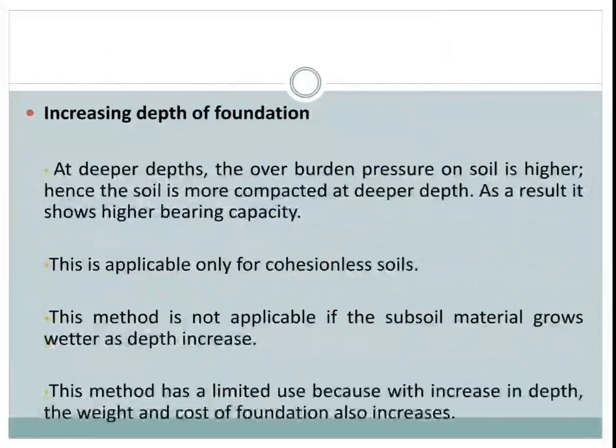First method is increasing the depth of foundation. At deeper depth, the overburden pressure on soil is higher, and hence the soil is more compacted at deeper depth. As a result, it shows higher bearing capacity of soil. This is applicable only for cohesionless soil, meaning sandy soil. This method is not applicable for cohesive soil like clay soil. This method is not applicable if the subsoil material grows wetter as depth increases. This method has limited use because with increase in depth the weight and cost of foundation also increase.